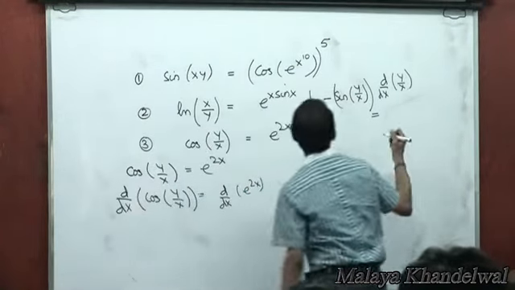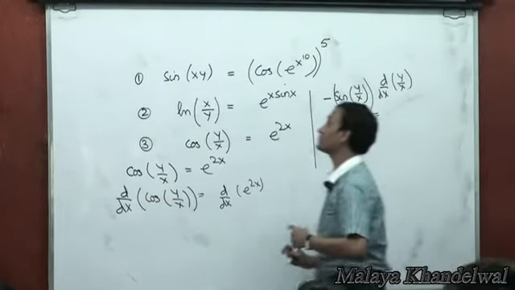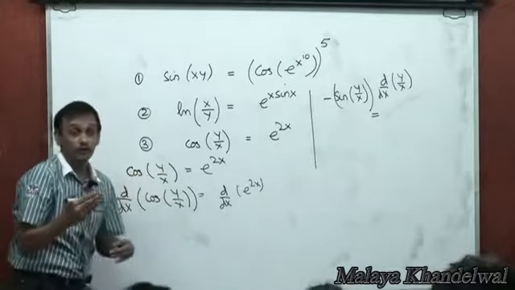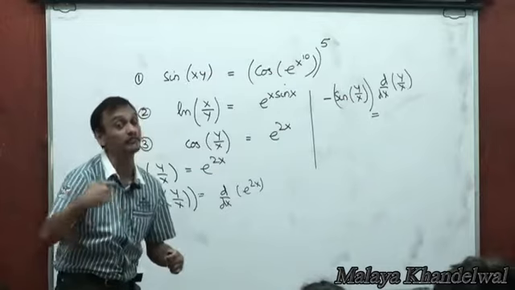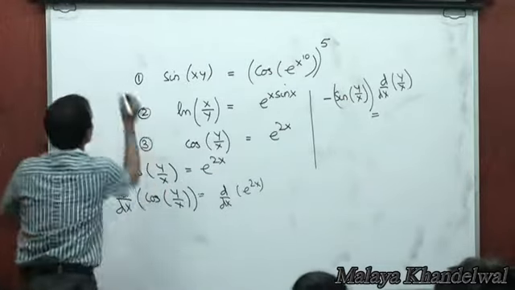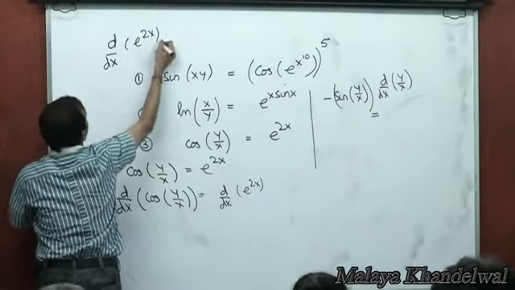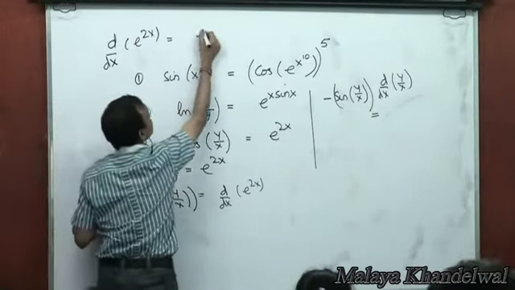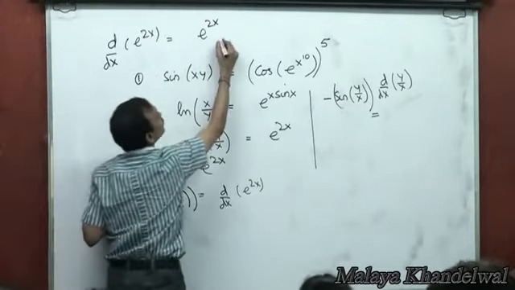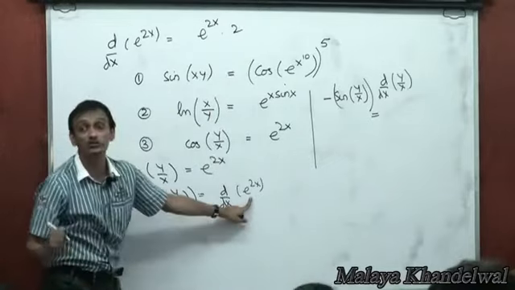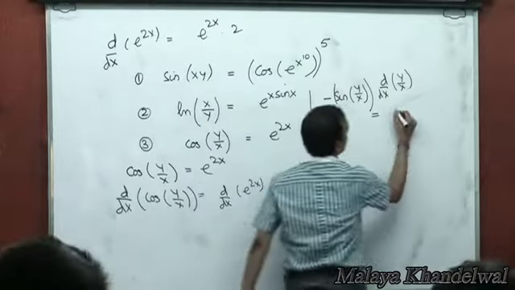Hey, what's d/dx of e power 2x? Into 2, absolutely. If you differentiate e power 2x with respect to 2x, then you will get e power 2x. But you want to differentiate e power 2x with respect to x. So you will go from outside to inside. Outermost is e power 2x, then come to 2x. 2x with respect to x would be 2. So d/dx of e power 2x would be 2 e power 2x, and that's the right hand side.